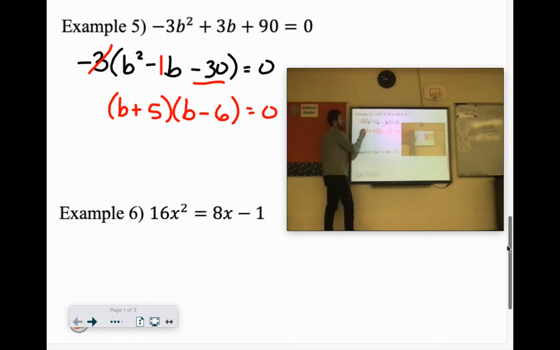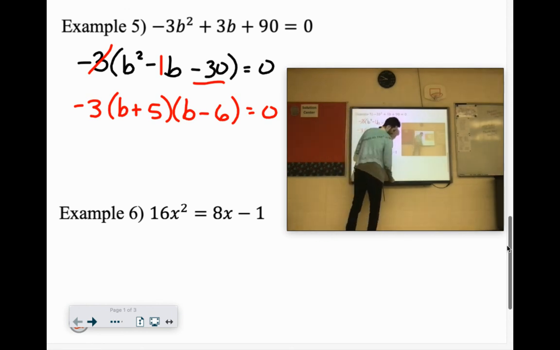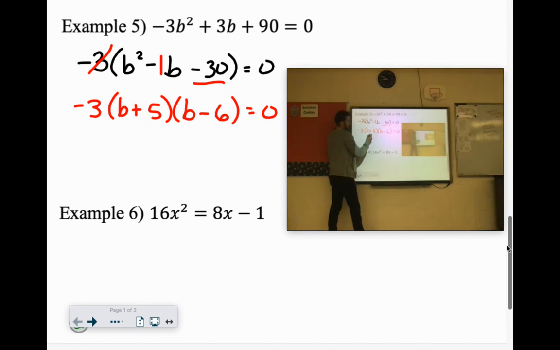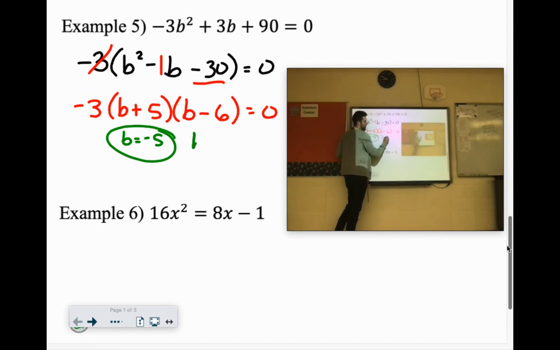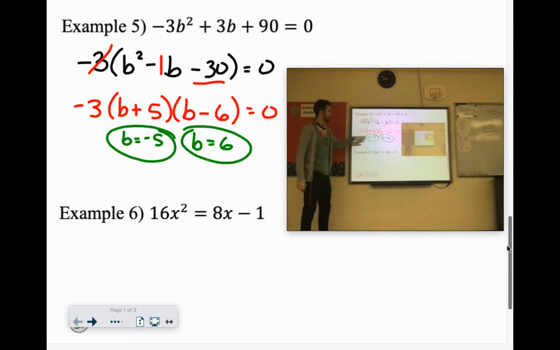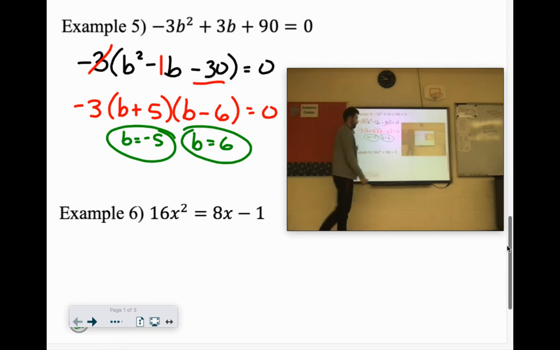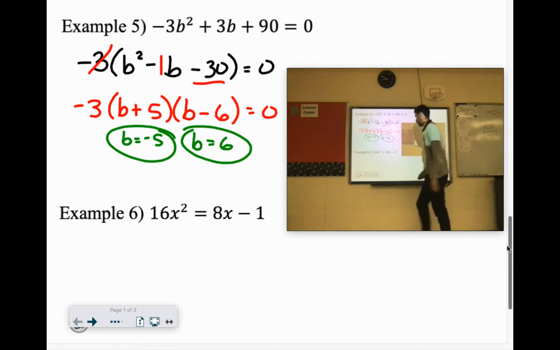Now I'm just going to write the negative 3 on the outside, but again, it won't make a difference when we're looking for the solutions here. I see b plus 5, so b equals negative 5. b minus 6, b equals positive 6. If you substitute either of these answers into the original equation, they both work. And these are the only numbers that work.